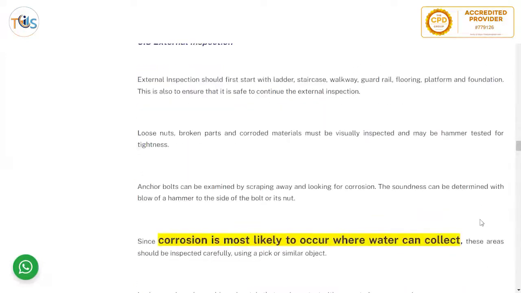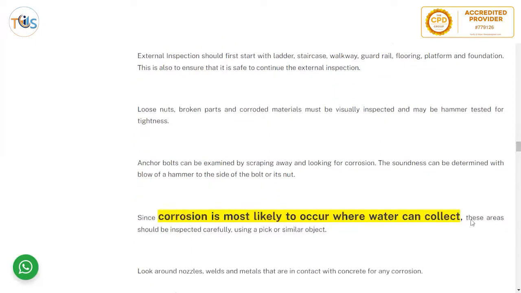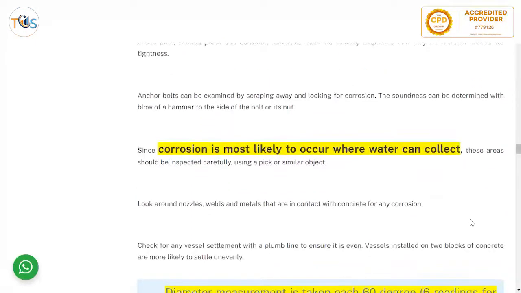External inspection. First, start with the ladder, staircase, walkway, guardrail, flooring, platform, and foundation. These also to ensure that it's safe to continue the external inspection. Look for loose nuts, broken parts, and corroded material. Visually inspect them and maybe hammer test it for tightness. You have a different sound when there is a crack in it, when you hammer test it.